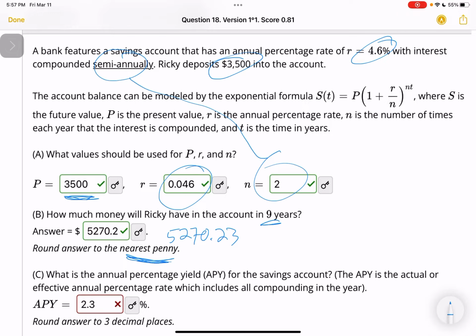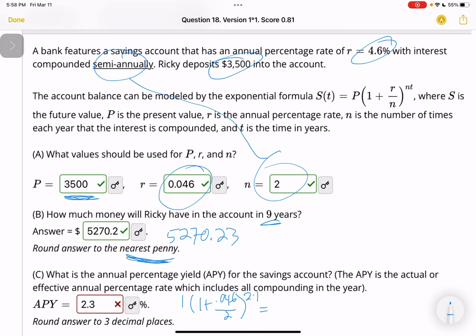So the last part of this is, what is the annual percentage yield for the savings account? The APY, annual percentage yield, is the actual or effective annual percentage rate, which includes all compounding in the year. So one way to do this is just to look at this from a dollar's perspective, having a dollar. So if you had $1 times, so 1's your principal, (1 plus our r, which is 0.046, over n, 2 times a year), to the 2 times 1 power. You do it for 1 year. So that's the annual percentage or the yield for a year.